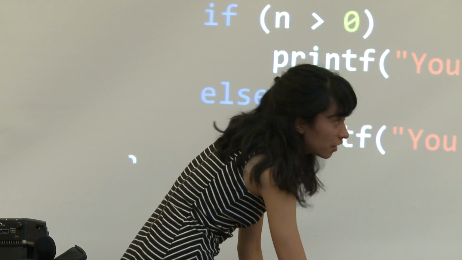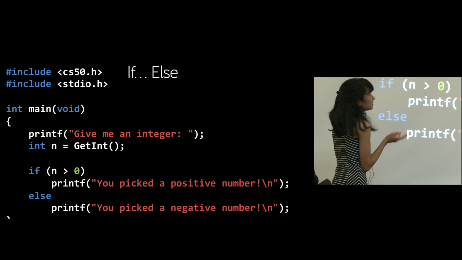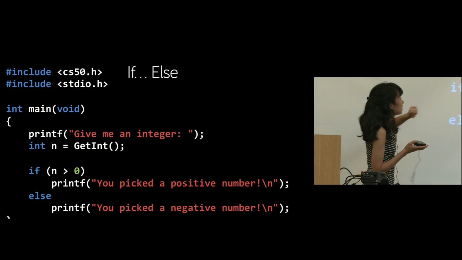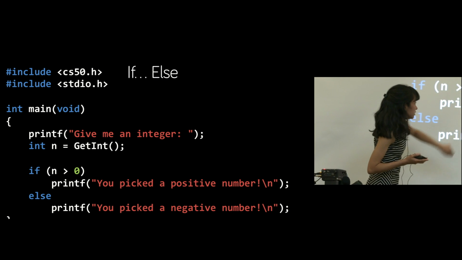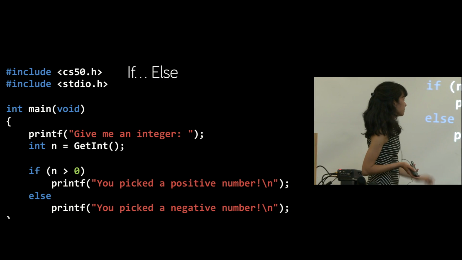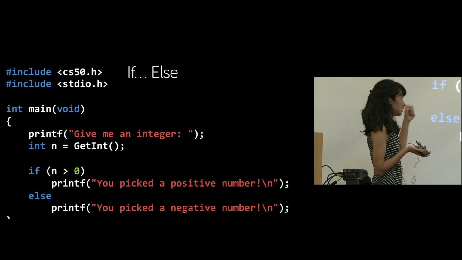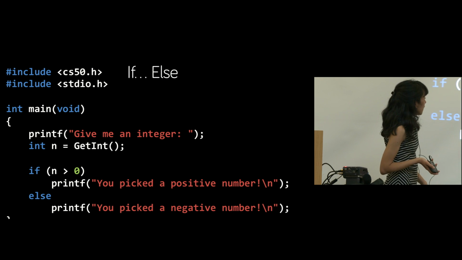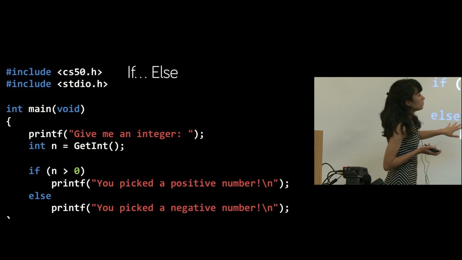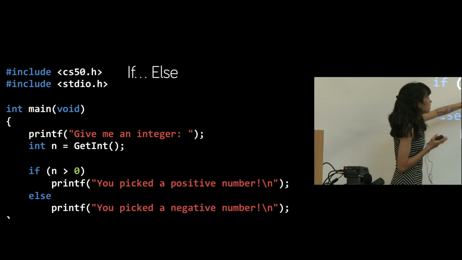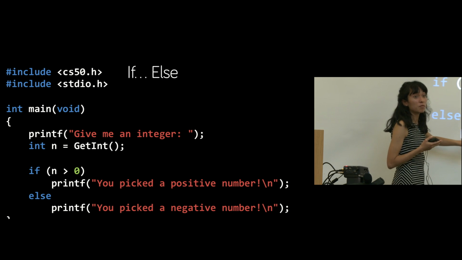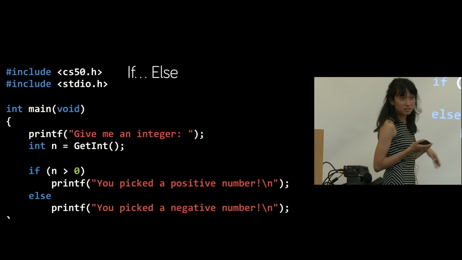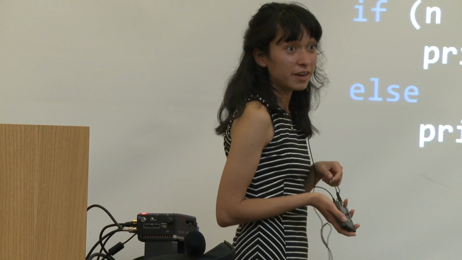No? All right, so we've seen that an if block can stand alone, but it can also be paired with an else block. So in this case, if n is greater than 0, we're going to print out you picked a positive number. Else, meaning if it is 0, or if it's less than 0, we're going to print out you picked a negative number. Now the interesting thing here is that these are exclusive of each other. There's never going to be a case in which this and this can both print out. So I'm sure you've worked with the if-else blocks in Scratch, so this should be pretty familiar.